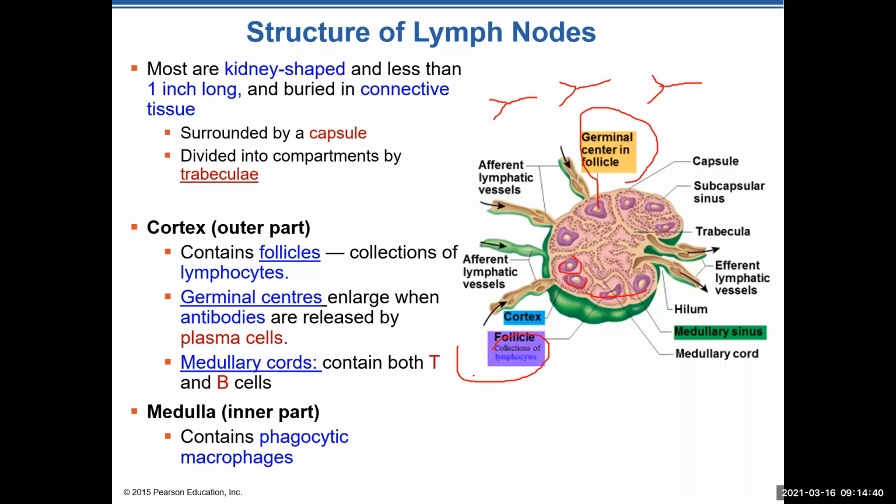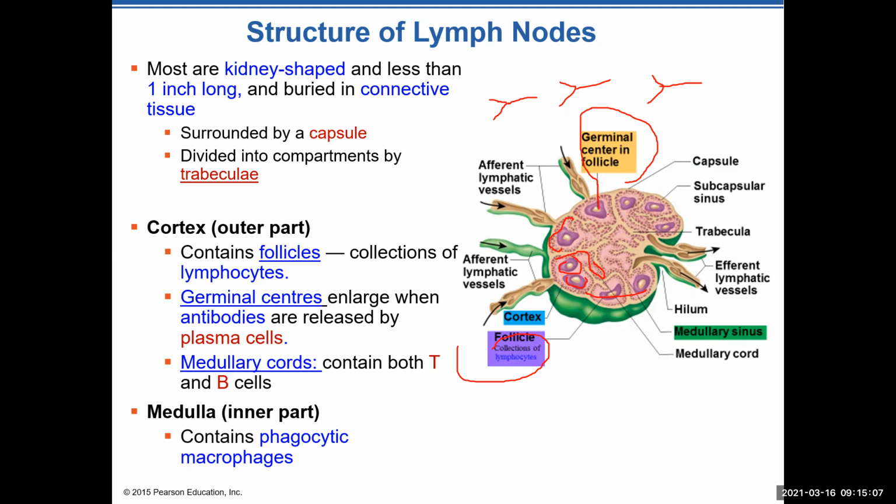Okay, so then we have the medullary cords present over here. If you see here, these cords also have these purple colored spots in them. If you pay attention, these medullary cords also contain T cells and B cells. So wherever you see these purple spots, they're all rich in T cells and B cells.